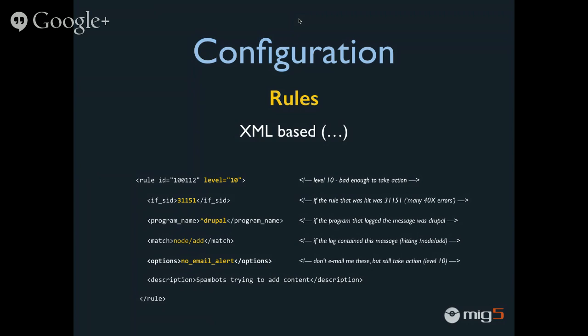So that's just an example of a rule, and these are just matches basically. I'm saying a certain rule came in, 31151, which is the rule for many 40-something errors. 403 is probably access denied. So I'm saying if an access denied style rule was triggered, this is a more explicit sort of rule. I'm saying the program name in the syslog would have started with Drupal, that's the watchdog, or whatever you set as the log facility in syslog for Drupal. And I'm matching on node add, just as an example. So it's a 403 access denied on node add.